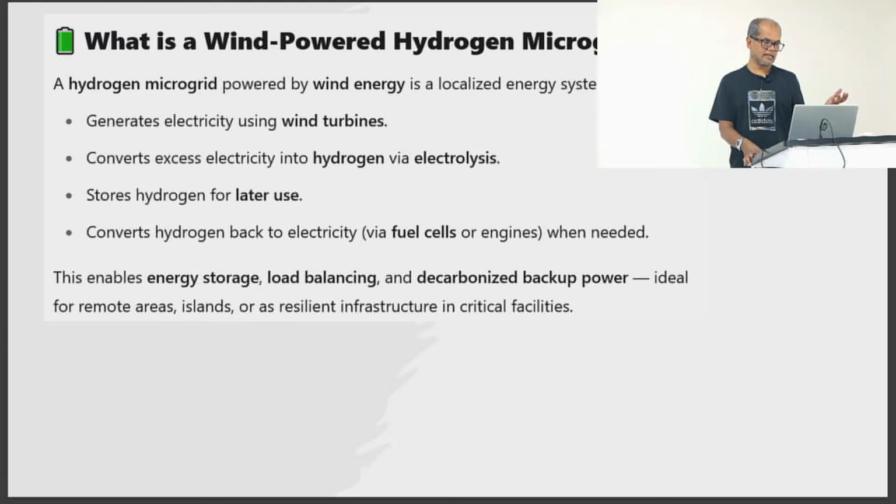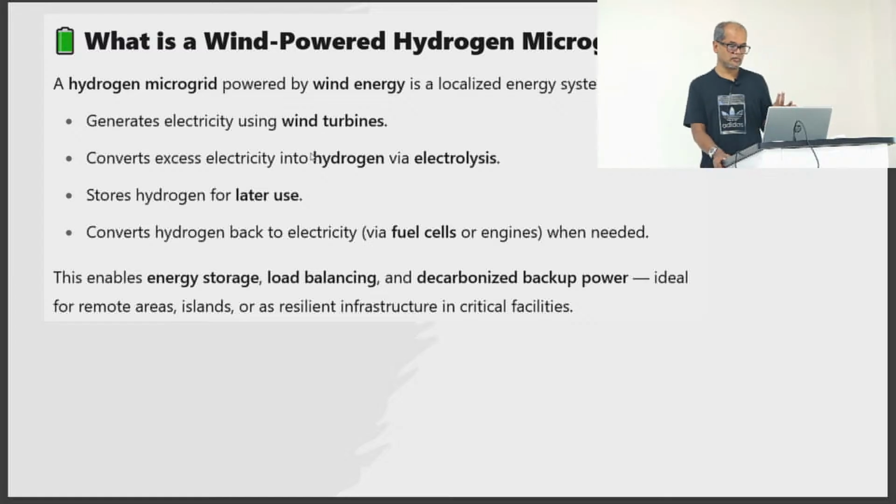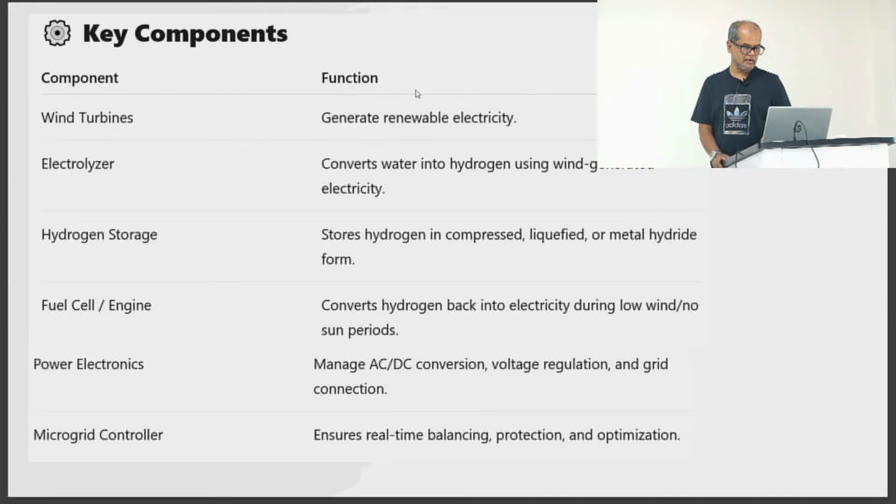So again, as I said, if you have a wind powered hydrogen microgrid, initially we are generating electricity from wind, and then you convert either excess energy, or even whatever it could be, complete energy as well, into hydrogen via electrolysis, and then you can store energy, and then again you can convert hydrogen back to electricity if needed. So that's the same thing that we discussed previously.